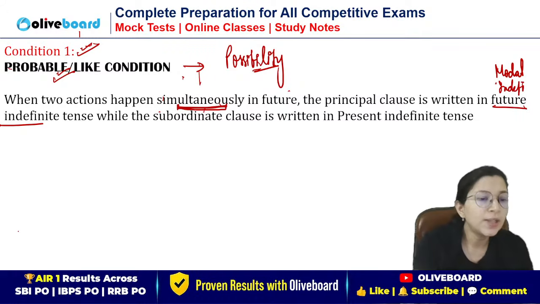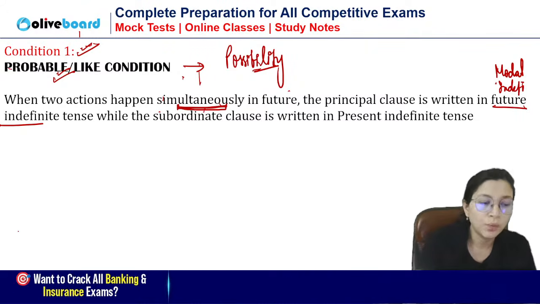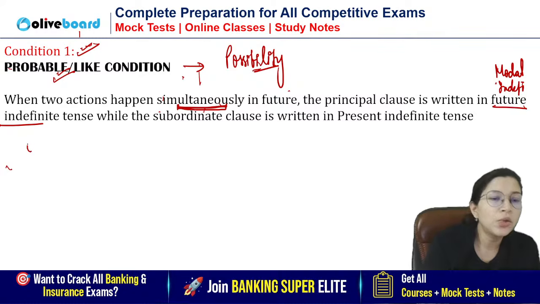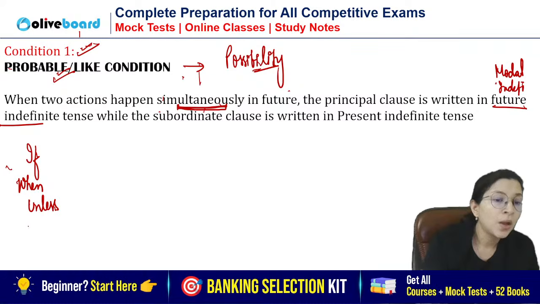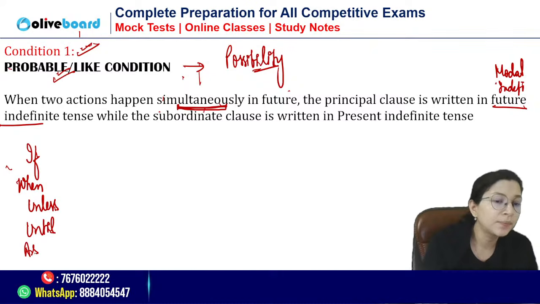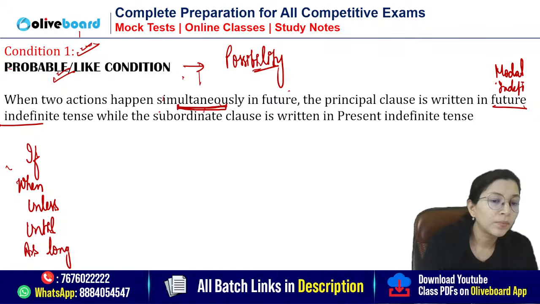Now listen to me. First of all, conditional sentences depend upon the conjunction also. In the first condition, you can use the conjunction if, when, unless, until. All these we can use in the first condition. Okay, as long as, provided that.